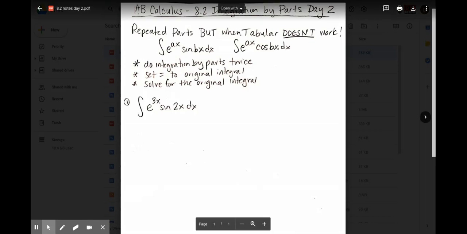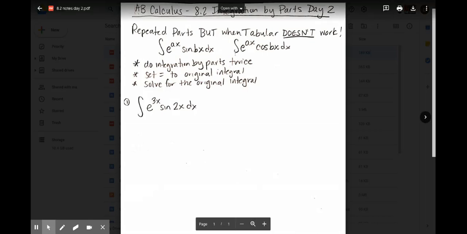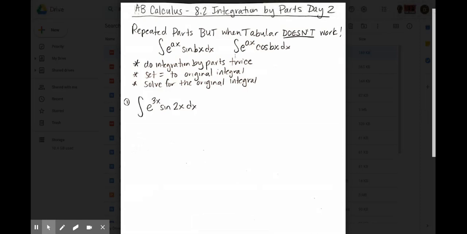But there's one format where it is repeated parts, but tabular doesn't work. And it's in the format of e to the ax sine bx, where a and b are just numbers, or e to the ax cosine bx. So what you specifically do here is integration by parts twice. When you recognize it's one of these formulas, you have to do integration by parts twice.